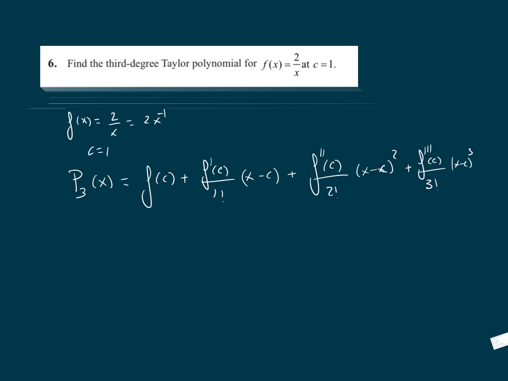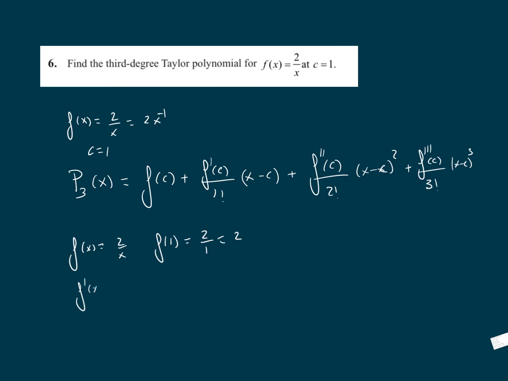Okay, let's go. So clearly we need to know the value of the function evaluated at the point c, the first derivative of the function, the second derivative, and the third derivative. Let's go to do the work. So f of x is 2 divided by x. So f of 1, because it's c equal 1, is 2 divided by 1, which is 2.